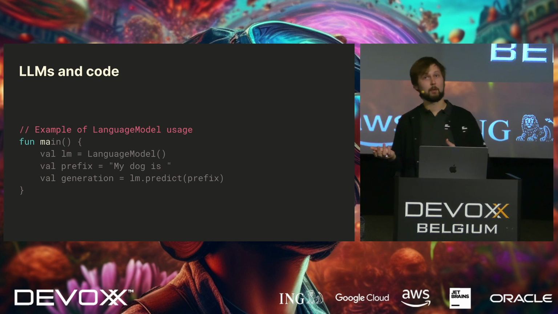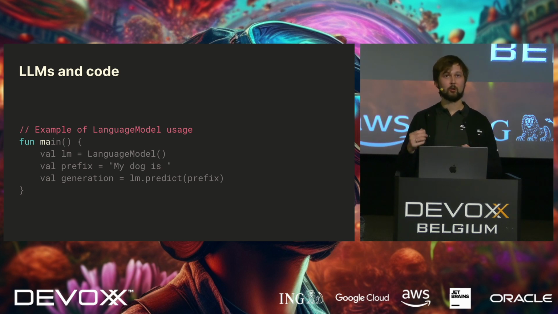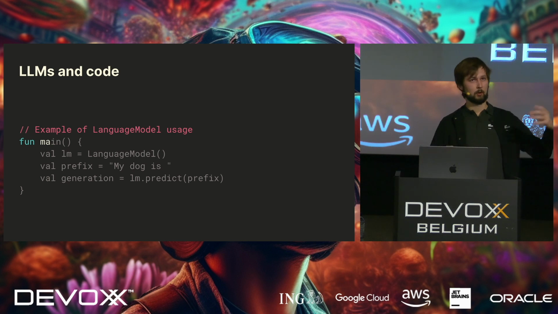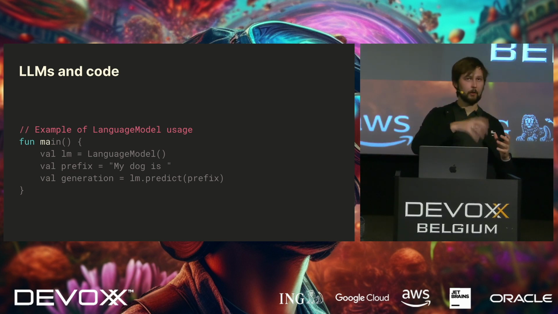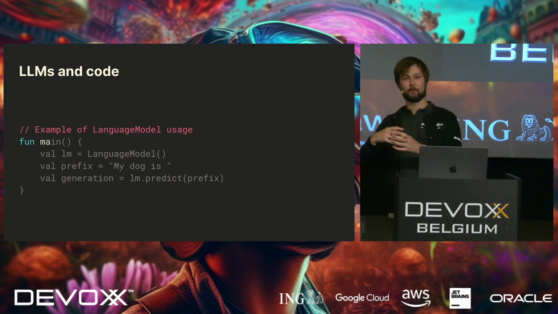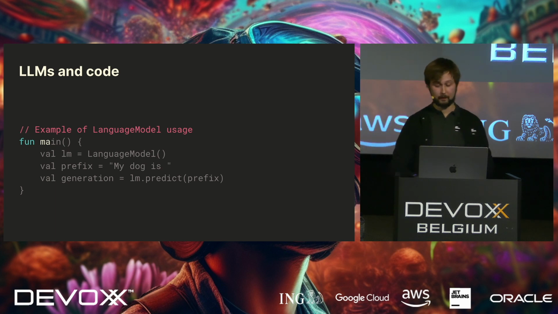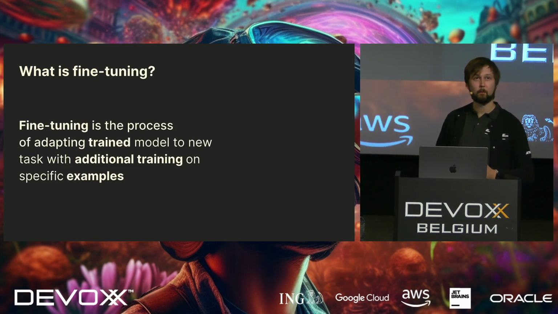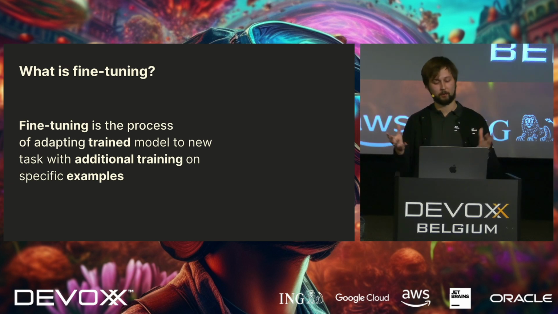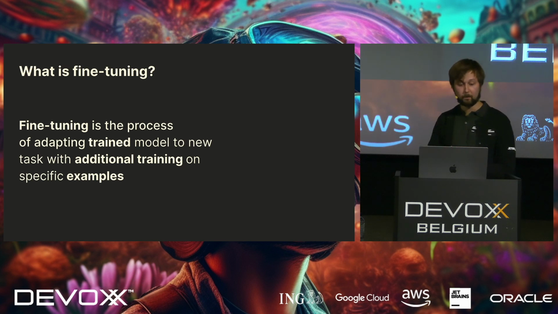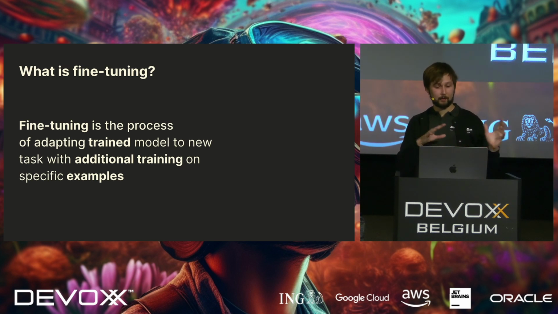But what is even better than completion? Even better than completion, for example, is chat. And to create chat, we actually need the last step. We have machine learning, we have language models. Language models are just predicting next tokens. After that, we have large language models, which are just very big language models. And the next step is fine-tuning. That is extremely important nowadays in machine learning. When we talk with our customers, everyone is asking about fine-tuning. So fine-tuning is just the process of adapting a trained model to a new task with additional training on specific examples.